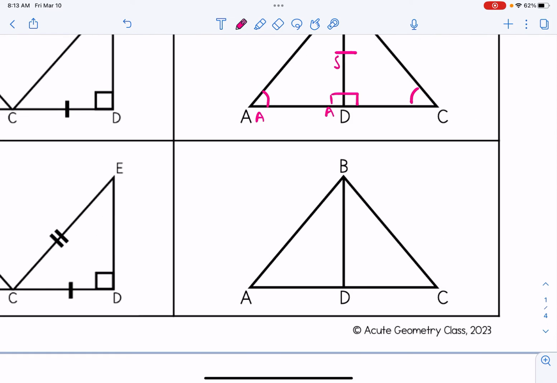Using this example, I need it to be a right triangle. So we're going to put the right angles in. I need the hypotenuses marked off. And I need either legs marked off. So I could pick AD and CD, or I could pick BD. It doesn't matter, so we'll just pick one. I'll pick BD in this case. So I have the right angle, making it a right triangle. I have the hypotenuse, and I have a leg marked off.